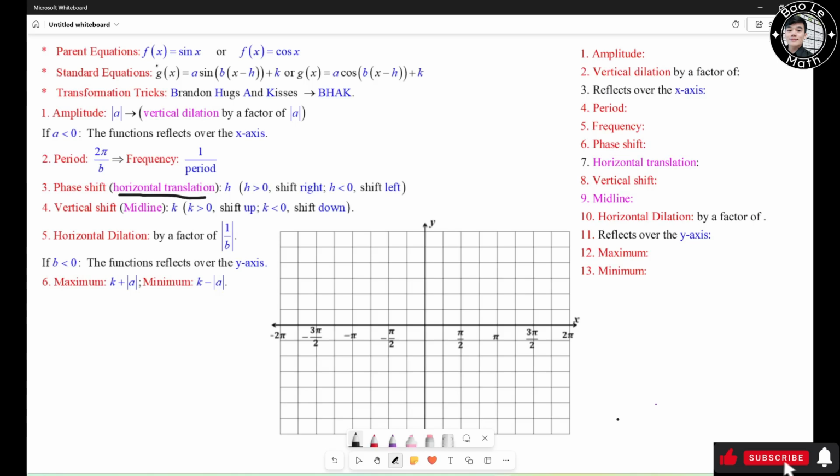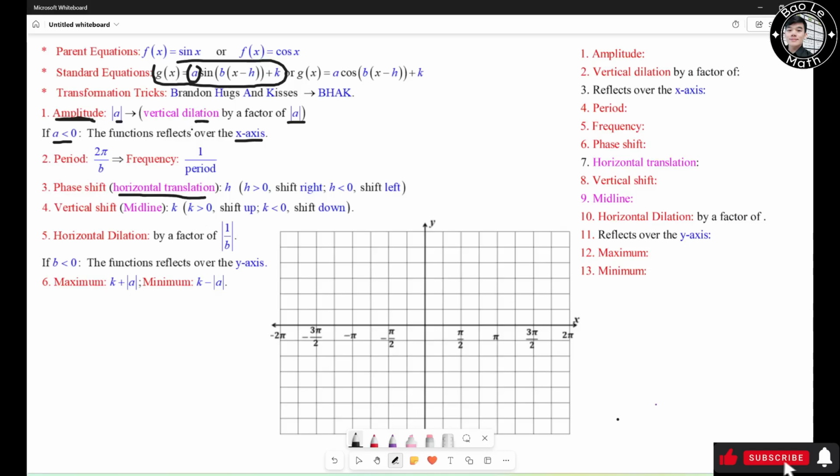Alright, so the general formula of the transformation is going to be g of s equals a times sine b of s minus h plus k, or g of s equals a times cosine of b times s minus h plus k. A represents the amplitude. So when you calculate the amplitude, you take the absolute value of a, okay? And this is the vertical dilation. Alright, so when it comes to vertical dilation, you need to say by a factor of the absolute value of a. Now, if a is less than 0, the function reflects over the x-axis.